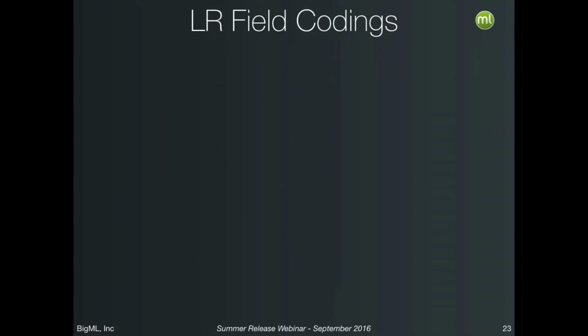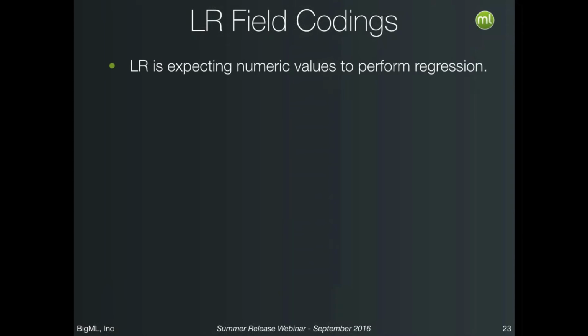Okay, so now let's consider how we're going to handle categorical inputs. All right, so remember that logistic regression is expecting numeric values. So one idea is that we can convert the categorical input to a numerical input by an encoding, right? And there are various encodings that you can use. The first that we'll consider is called one-hot encoding.